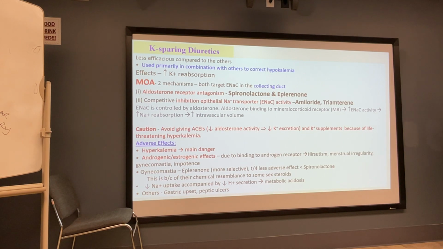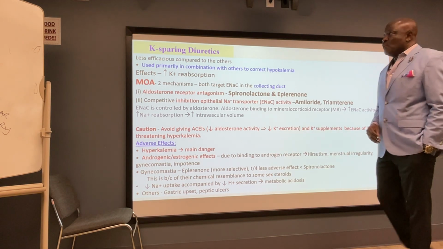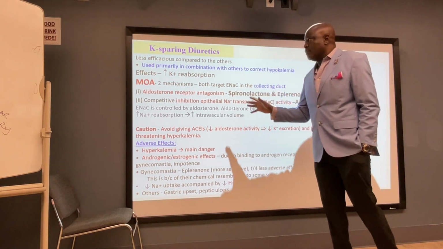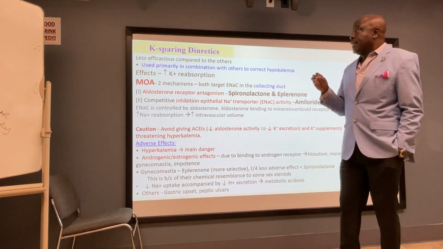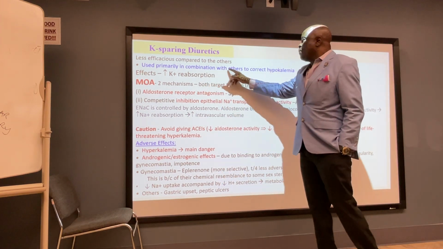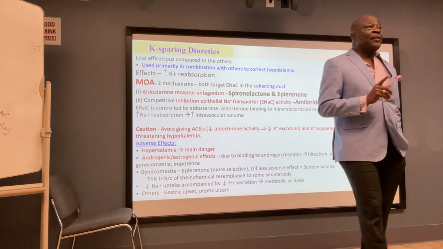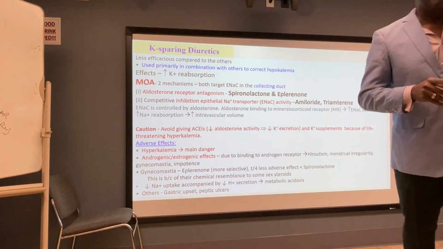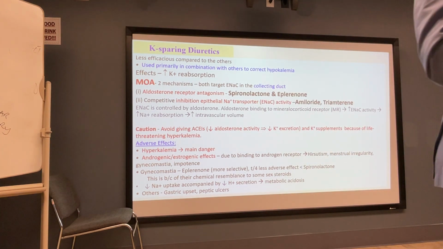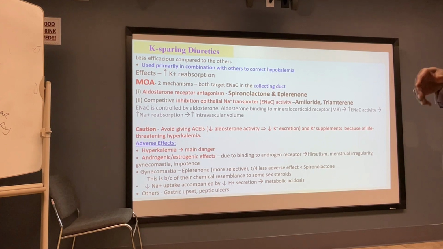The last of that group there are the potassium-sparing diuretics. And these ones are less efficacious. And they are used primarily in combination with others. You don't use potassium-sparing diuretics to treat hypertension because they are not strong enough. Just like you don't use carbonic anhydrase inhibitors to treat hypertension. They are diuretics, but you don't use them.